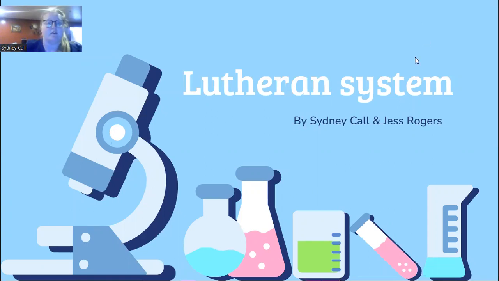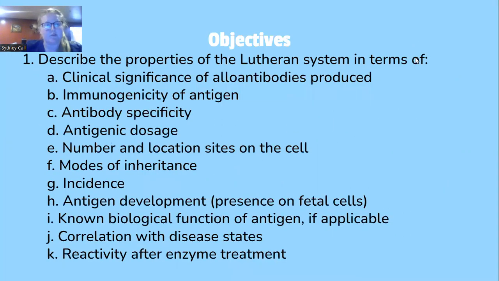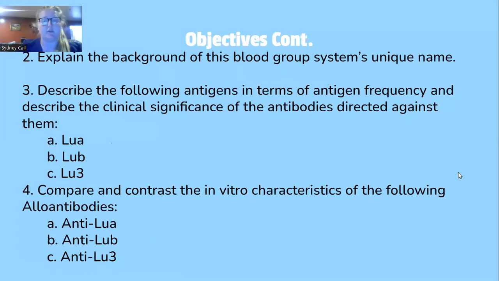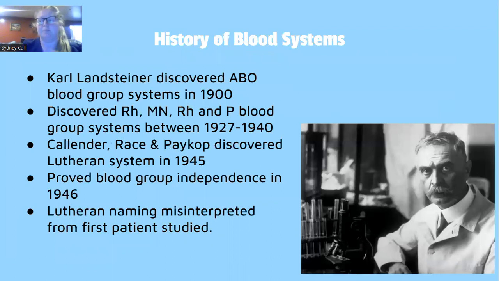So let's go ahead and get started. Here we have the objectives listed. If you want to go through and find exactly what you need, everything is in order. A couple of them might be combined in the same slides, or talked about in our PowerPoint presentation. So we'll keep on going. Here's the rest of the objectives, and we'll start with the background of the blood group system.